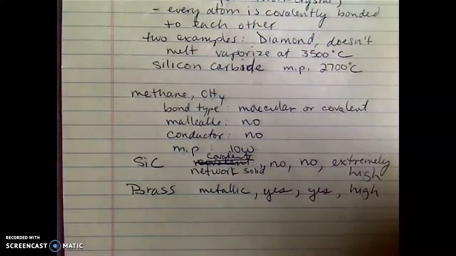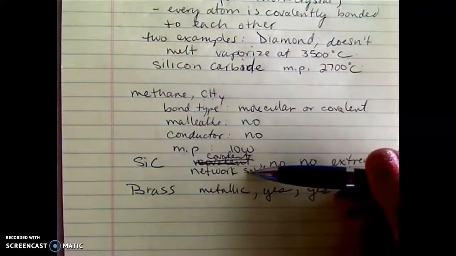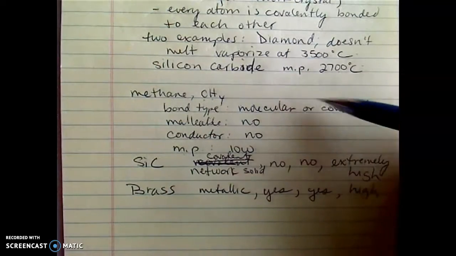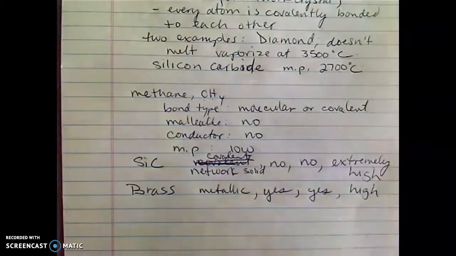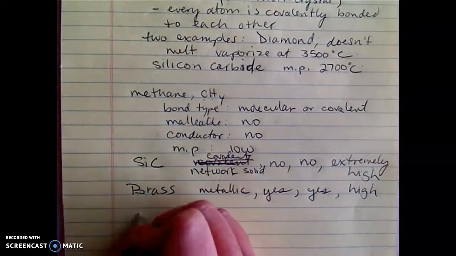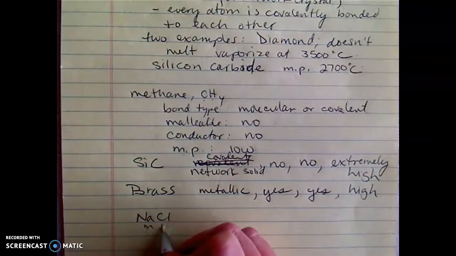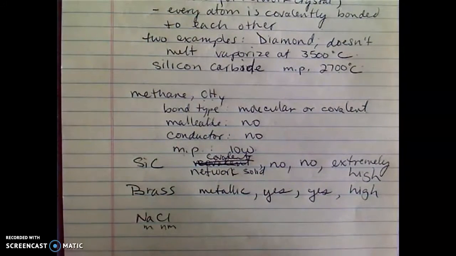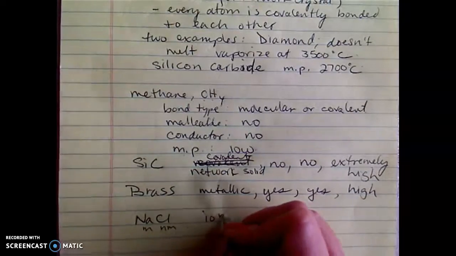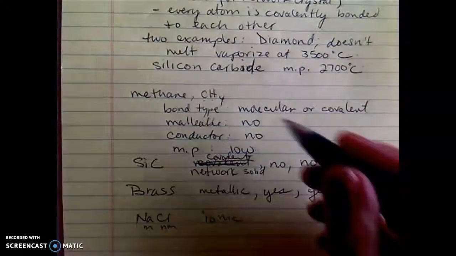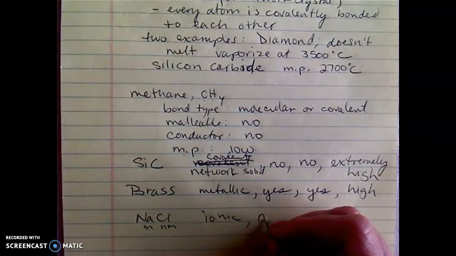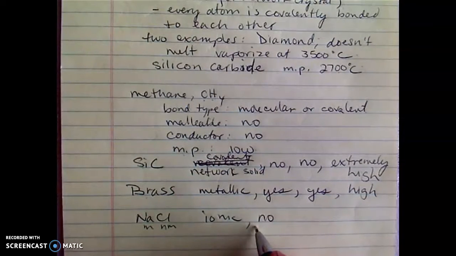So here we've got a metallic, you've got a covalent, also known as a network solid. Here you've got covalent bond or molecular compound. Something ionic. We could have something like table salt, NaCl. You've got a metal and a nonmetal. So what kind of bond would that be? Well, I'm going to have an ionic there. Is it malleable? No. Remember, ionic compounds are crystals. They're going to shatter when you hit them.